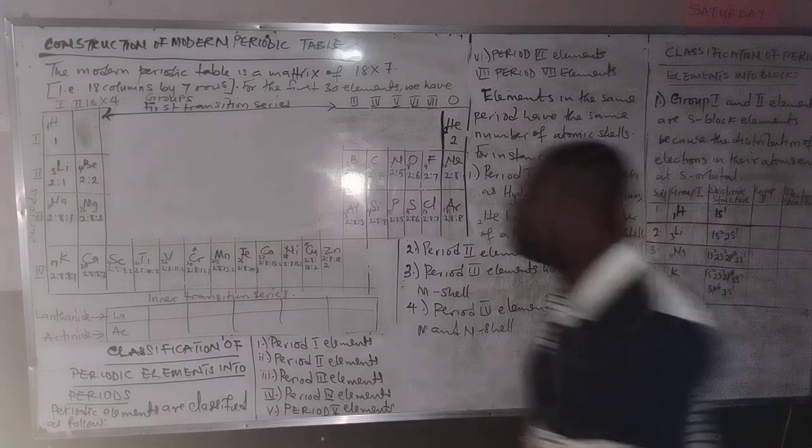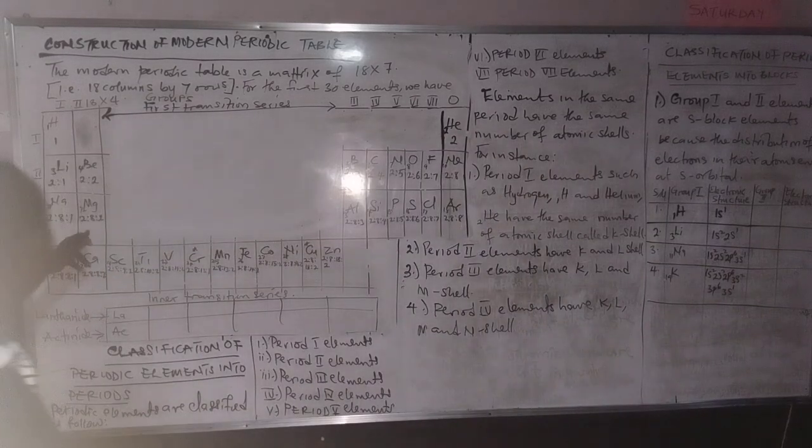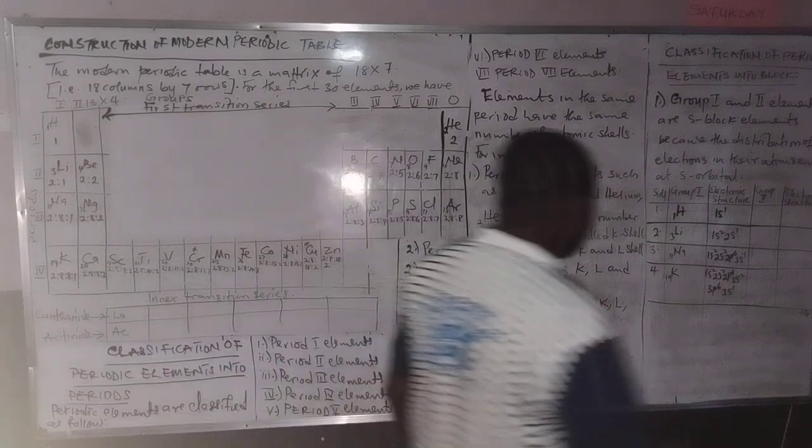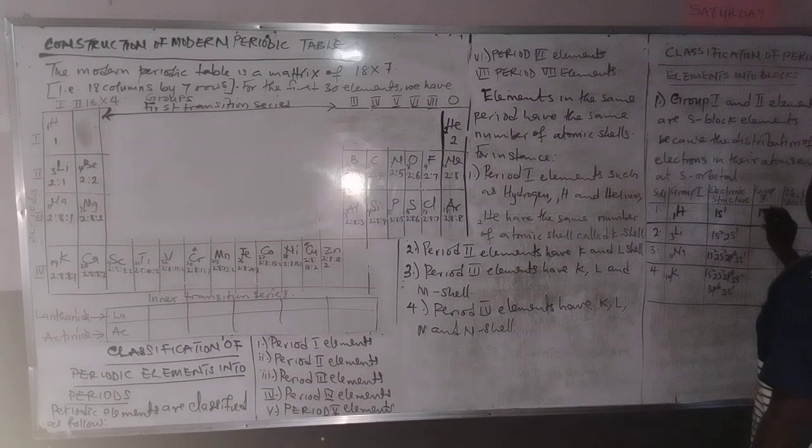In group 2 now we have beryllium, magnesium, and calcium. Beryllium 4: configuration is 1s2, 2s2. Then the next one is what? Magnesium 12. That's 1s2, 2s2, 2p6, 3s2. So you can see it ends in 3s, in the s orbital.